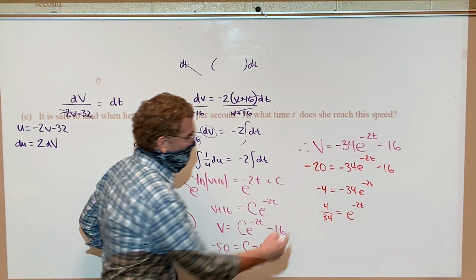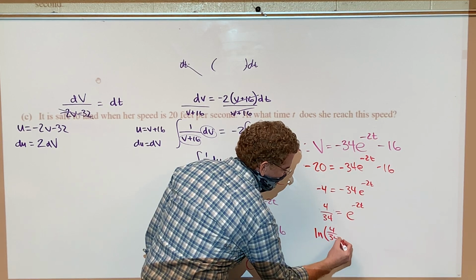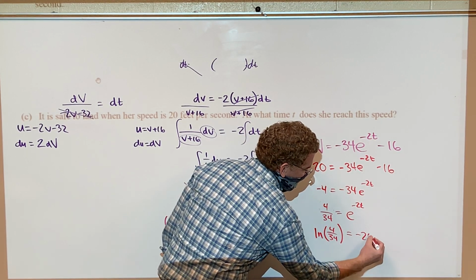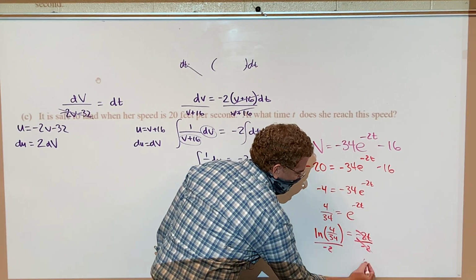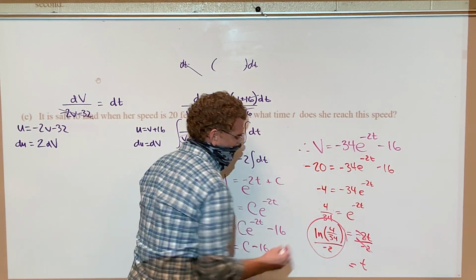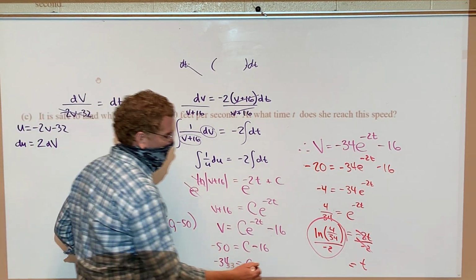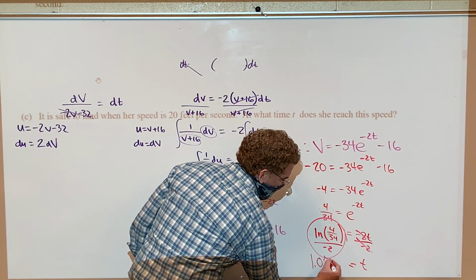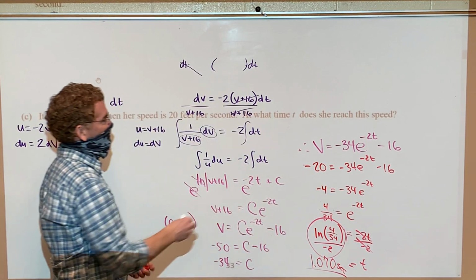Then I would natural log both sides to get rid of the e, and you're fine to leave stuff like this. That gets rid of the e. Then I would divide by negative 2, so your t is whatever that is. When you type that in your calculator, you end up with 1.070. And it's time, so it's seconds.